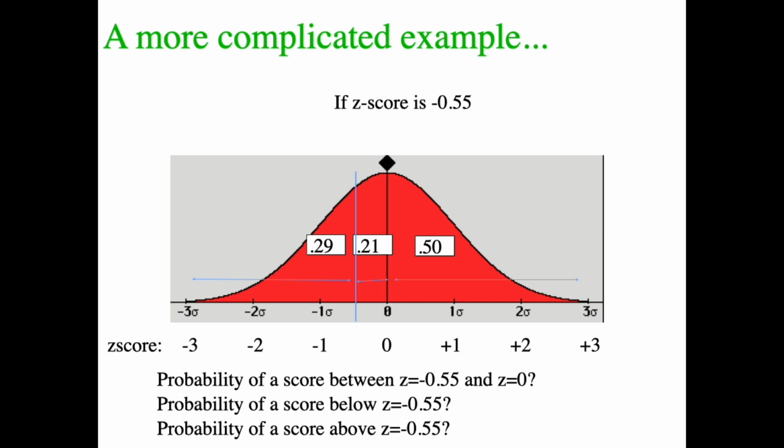If I ask what's the probability of getting a score below a z-score of minus 0.55, that's everything to the bottom of it, the 0.29, the tail going off to the left. So the probability of getting a score just by chance that's below minus 0.55 is 0.29. And finally, for a probability of a score above a z-score of minus 0.55, I need to add everything that's above that place, so that's 0.21 and 0.50. That means then the probability would be 0.71.